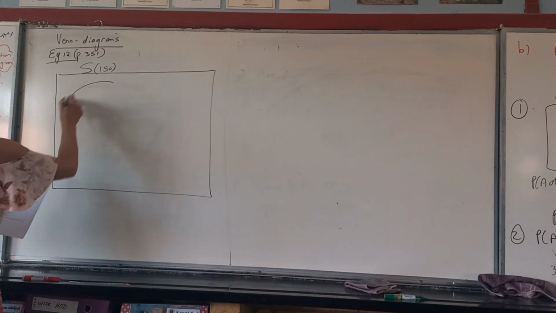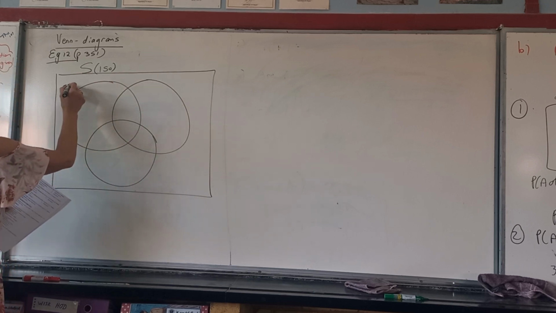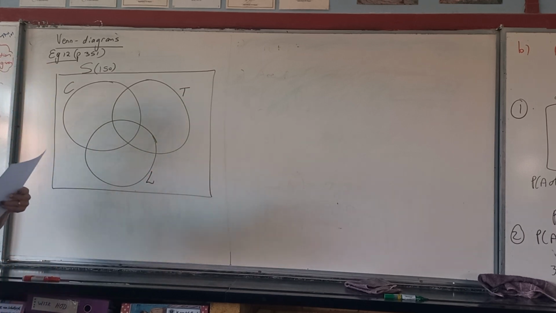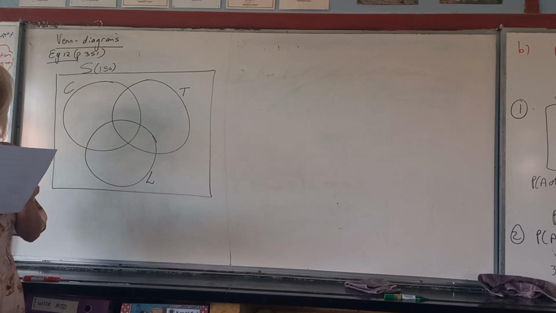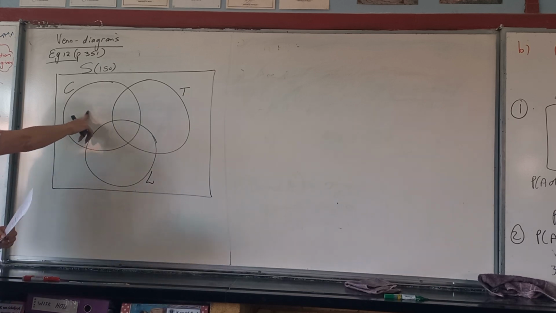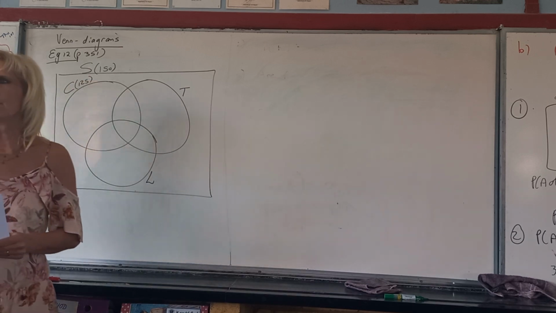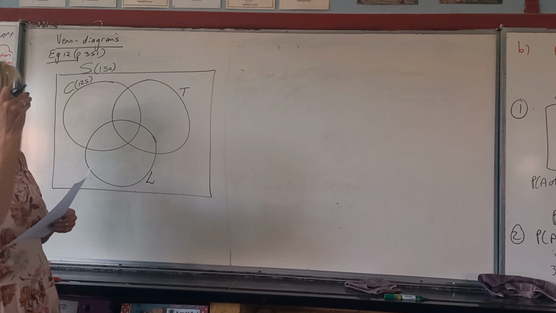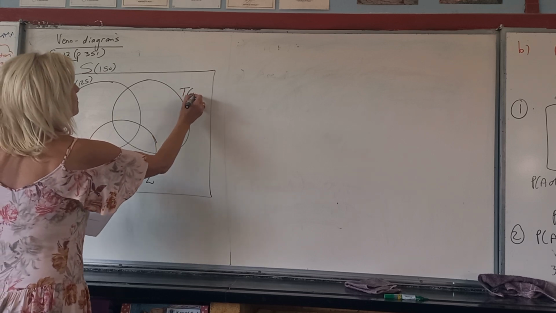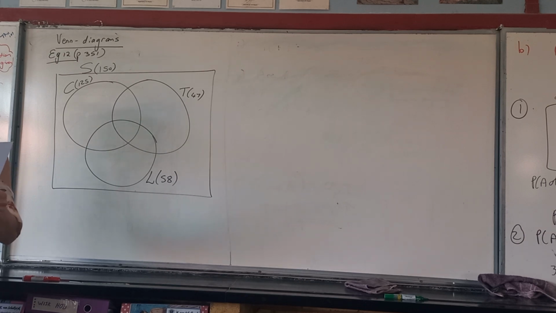So first of all, we said yesterday, there's got to be 3 circles. For a cell phone, for a tablet, and for a laptop. Then they said 125 own cell phones. What does that mean? 125 goes here, on the outside of the circle. Because I don't know, of the 125, who also owns a tablet, who also owns a laptop. 47 own tablets, and 58 own laptops.